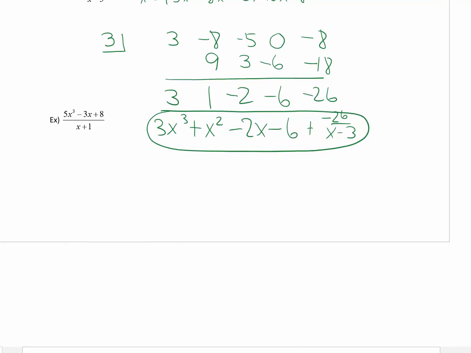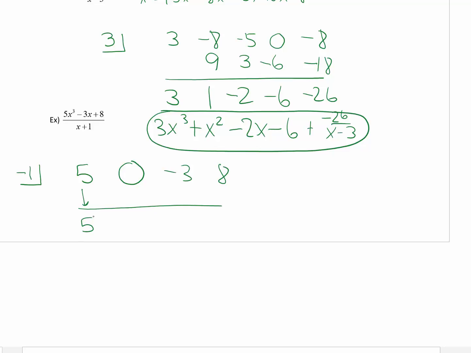Okay, one other example I want to take a look at. So again, let's write out. So we have 5x cubed, so a 5. There is no x squared term, so I'm going to write 0 as a placeholder. Negative 3 and 8. Again, because it's x plus 1 in the denominator, I'm going to write negative 1 in the box. Bring down the 5. Again, 5x cubed divided by x is 5x squared.